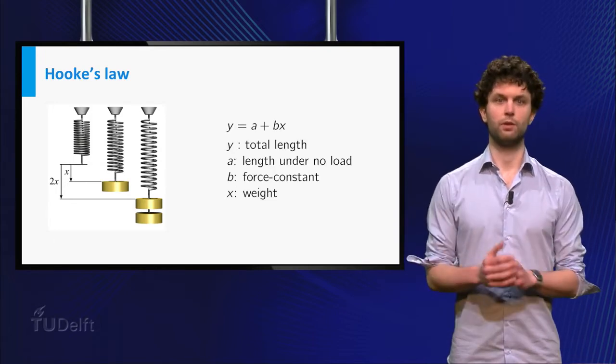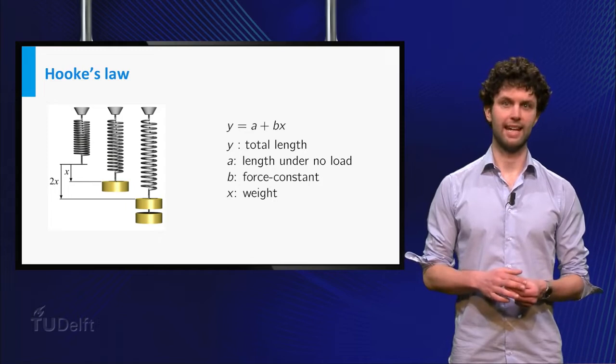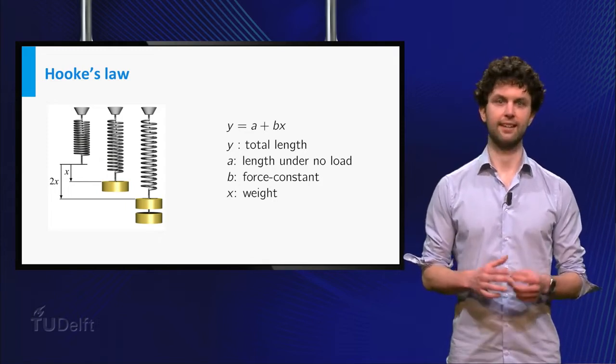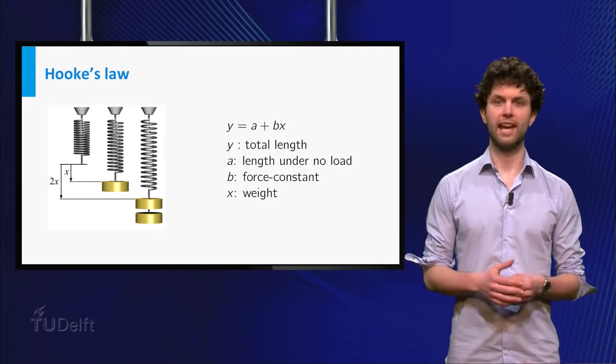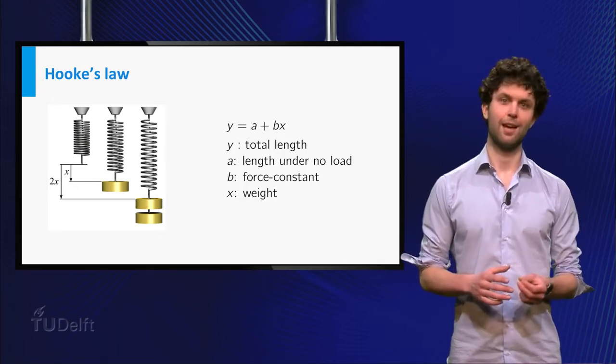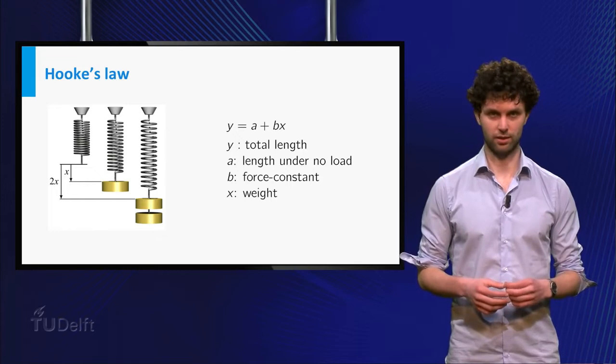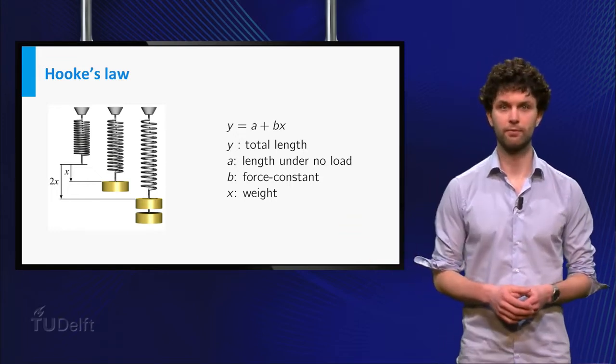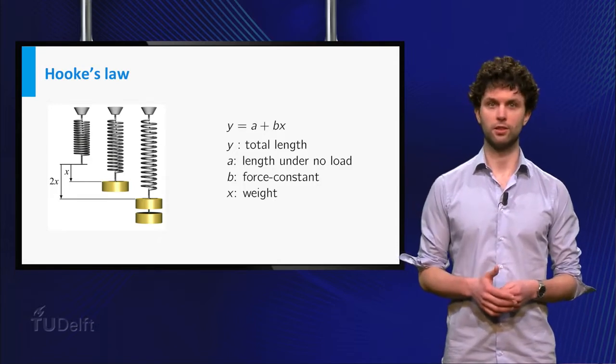That is, we have the relationship y = a + bx, where y is the total length of the spring, a the length under no load, x the weight of the load, and b the so-called force constant of the spring. We would like to find the values of a and b, and you will discover how to do this using data fitting.